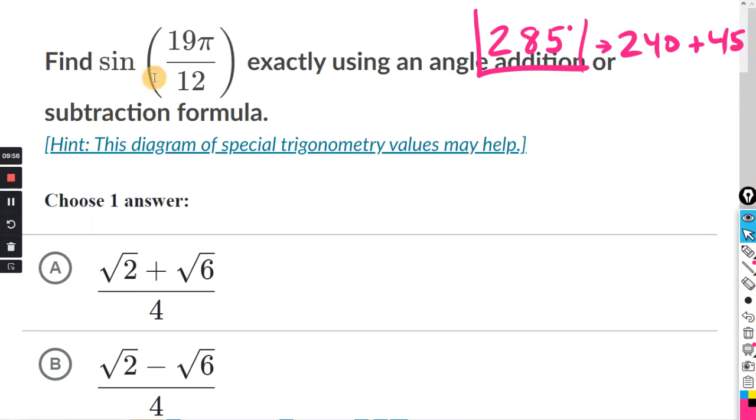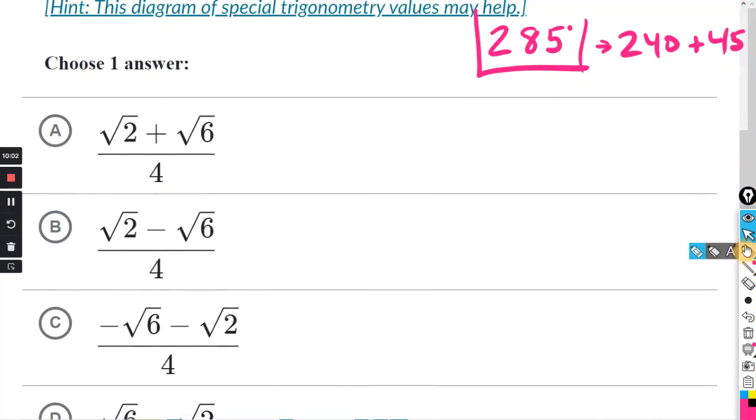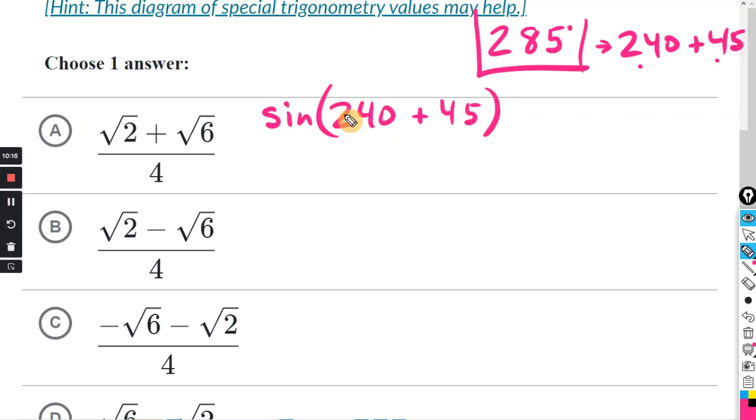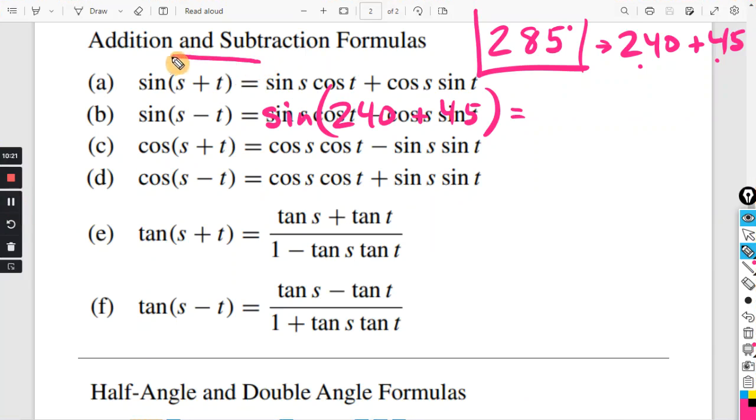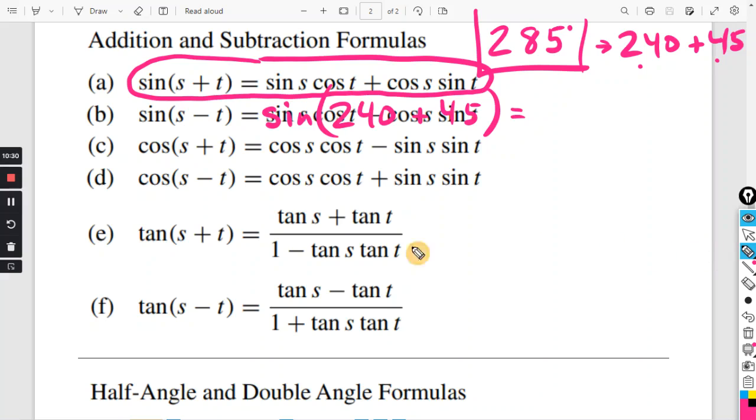All right, so we're using the sine function. So instead of the sine of 285, what we're going to do is the sine of 240 plus 45. So there's got to be an addition formula for that. All right, so sine of s plus t is sine s cos t plus cos s sine t. All right, so we will let the 240 equal s and the 45 equal t.